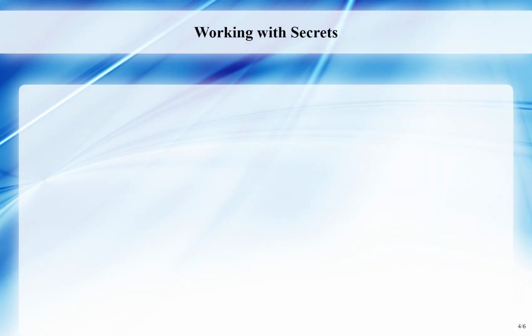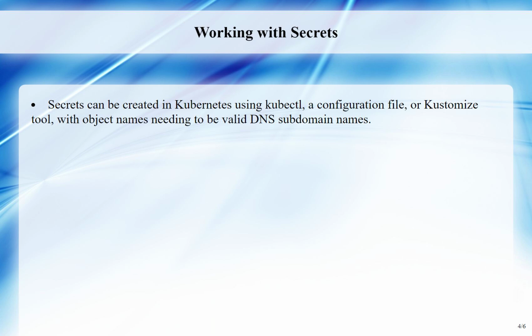Working with secrets. Creating a secret in Kubernetes can be done in several ways, such as using kubectl, a configuration file, or the Kustomize tool. When creating a secret, it is important to note that the name of the object must be a valid DNS subdomain name.